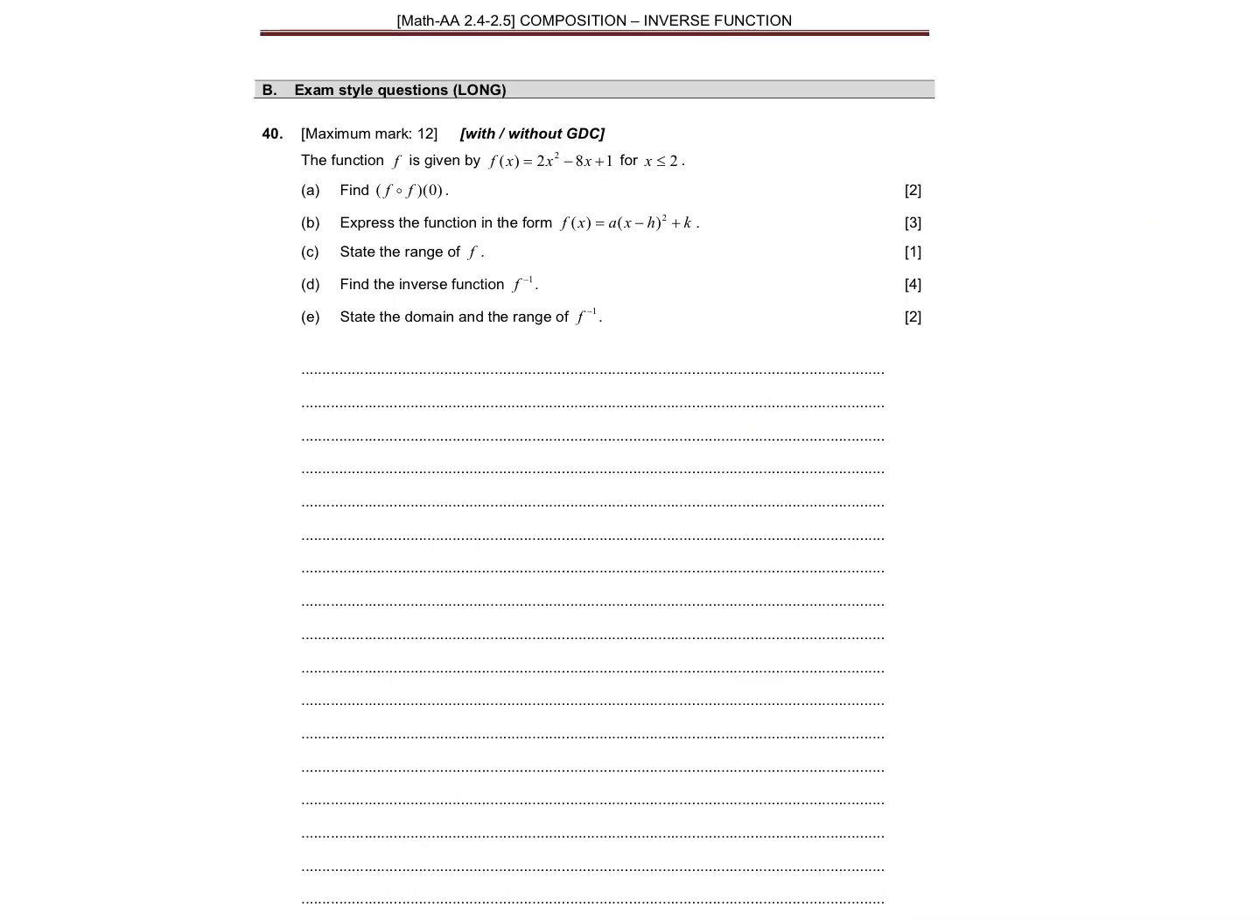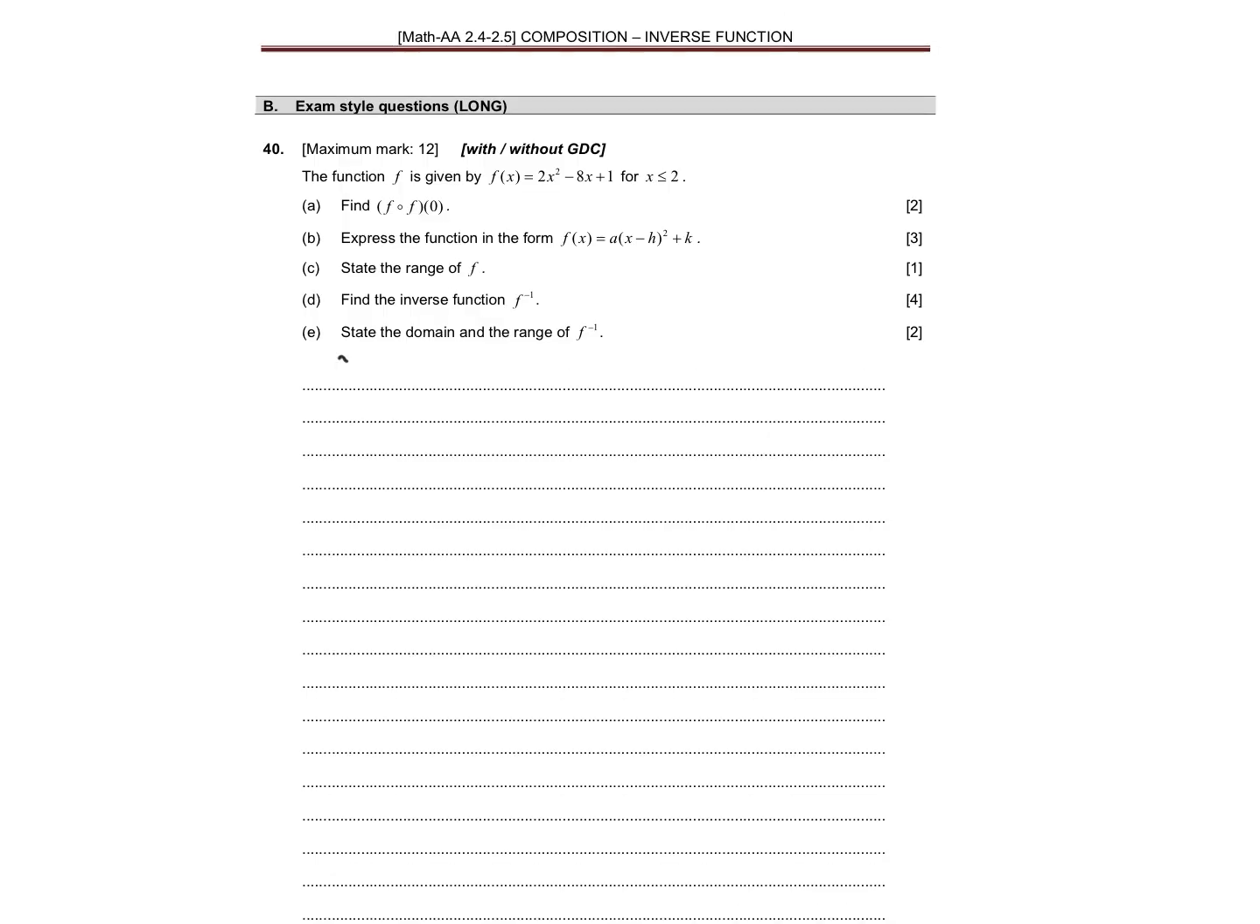All right, 40. Functions given by this. Find f at 0. So f at 0 is going to be 1. And then we want f at 1. And that's going to be 2 minus 8 plus 1, so -5.